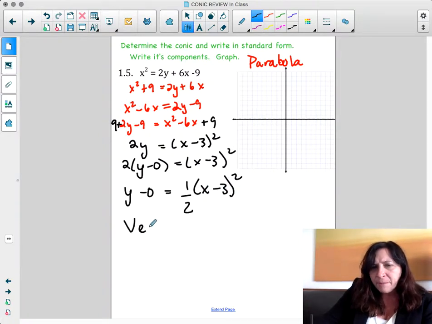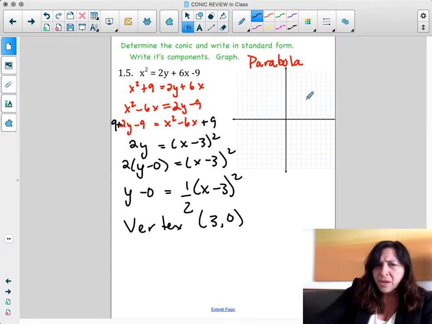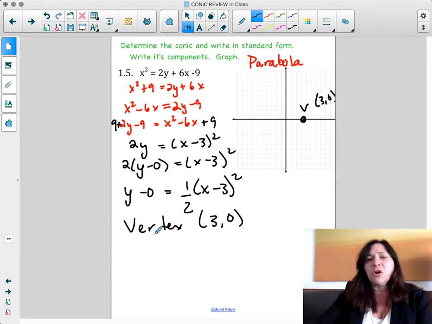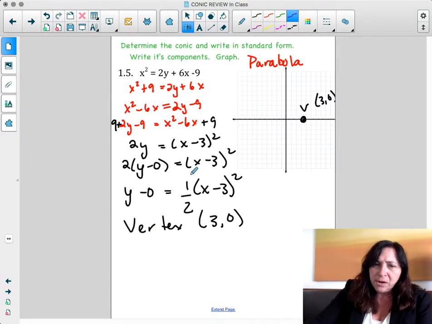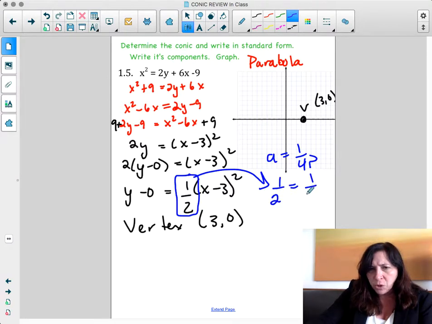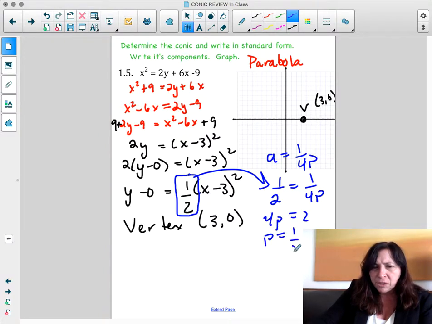I like that because my vertex, first of all, is going to be (3, 0). So I'm going to put my value in for my vertex right here, V, for (3, 0). Also, I know that, remember this value right here, that's a, right? So a is equal to 1 over 4p. Well, that means 1/2 equals 1 over 4p. I'm going to cross multiply. I get 4p equals 2. So p equals 2 over 4, which is 1/2.